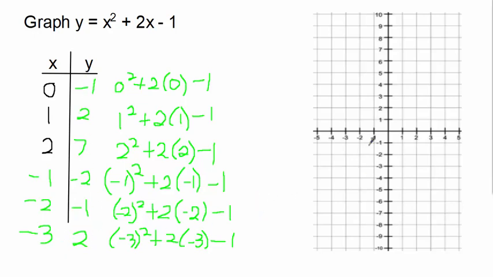I'm ready to graph. So at negative 3, I'm at 2. Then negative 1, negative 2, negative 1, and then I go all the way up to 7, drawing with a mouse. So we have our drawing. What do we have as solutions here?